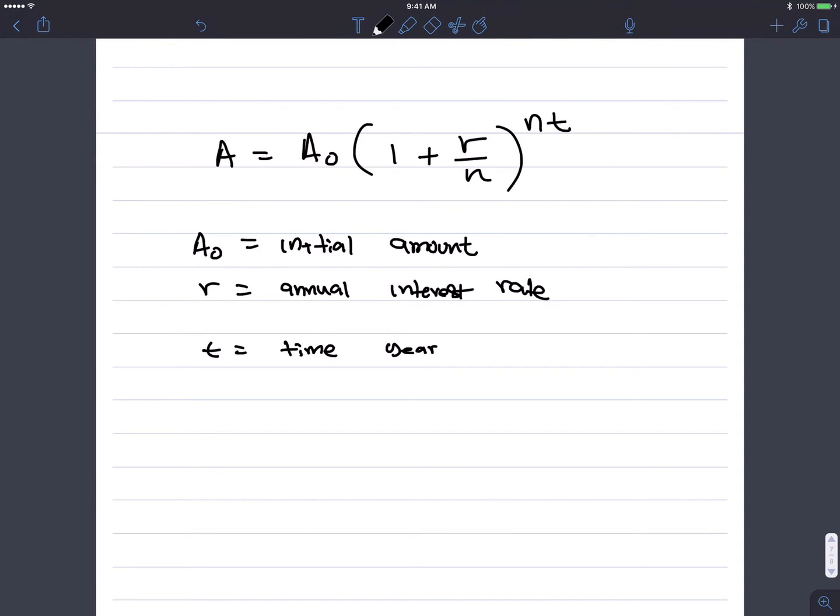RT, we just have to talk about N now. N is an interesting letter in your model here. N is the number of interest payments in a year. A naught, R, N, and T.